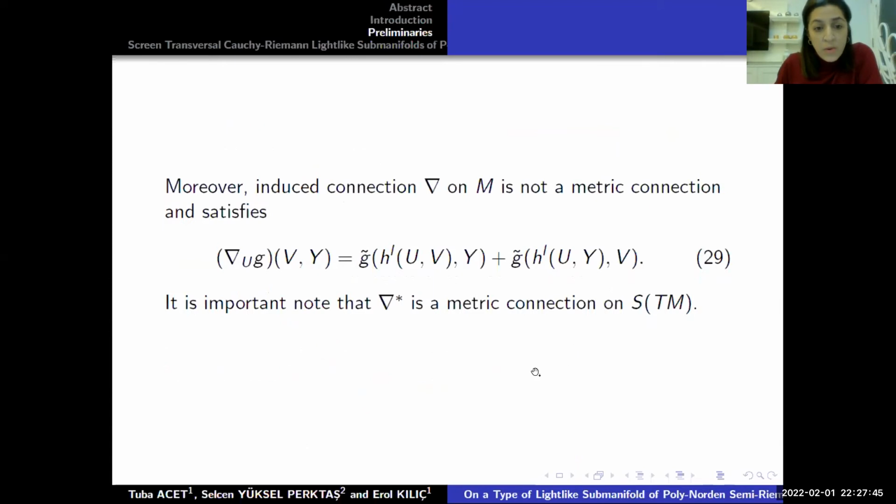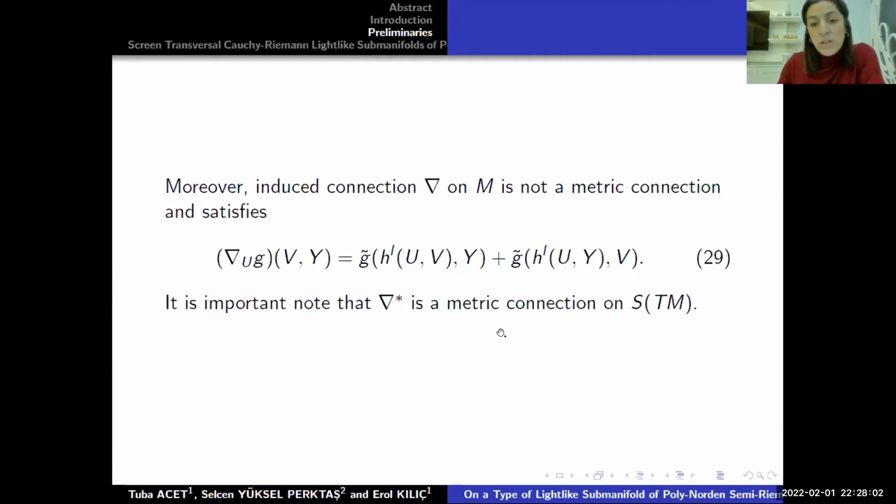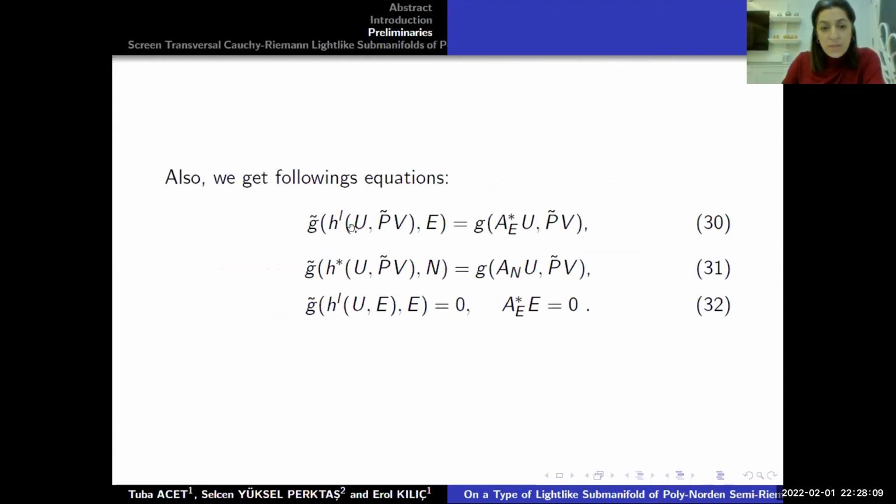And it's important to note that the induced connection on a lightlike submanifold in general is not a metric connection, and it satisfies equation 29. But it is important again to say that the induced connection on the screen distribution is always a metric connection. Again, the relations between the shape operators and the second fundamental forms of the vector subbundles.